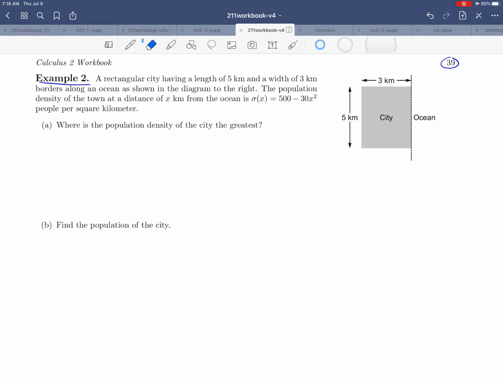Let's look at the questions they're asking us, starting with part A. Where is the population density of the city the greatest? Well, that means we need to look at our density function and ask where we would get the biggest output value. If you substitute 0 in for x, that's going to give you the biggest number possible out. Remember x represents a distance, so it can only have positive numbers. So my answer to part A would be, we're going to get the greatest population density at x equals 0.